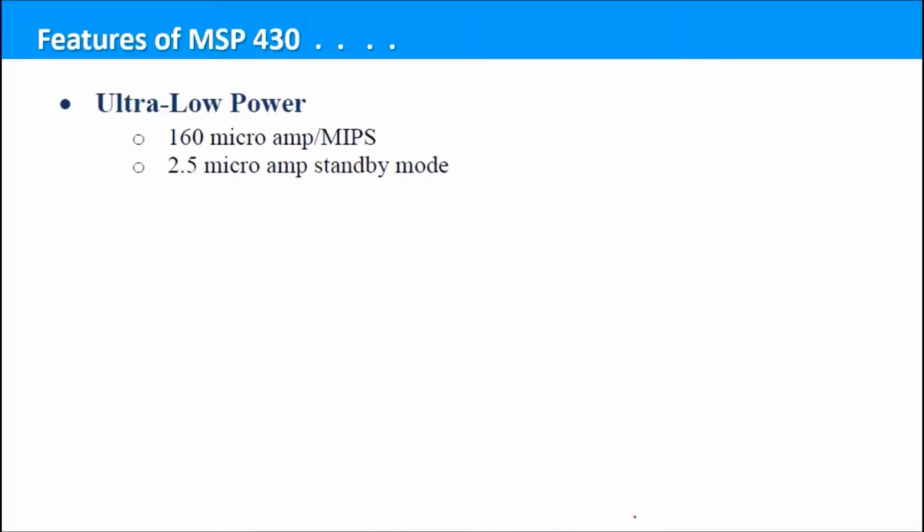Ultra low power consumption. This is the main feature of MSP430. Only 160 microampere of current is consumed per MIPS, that is million instructions per second. In standby mode, the current consumption is only 2.5 microampere.